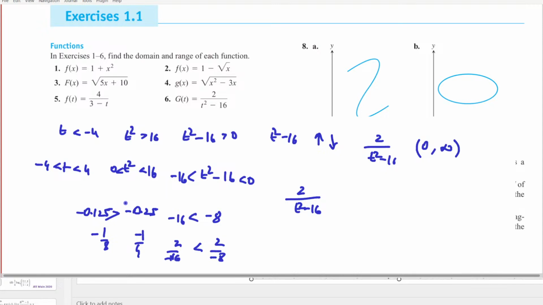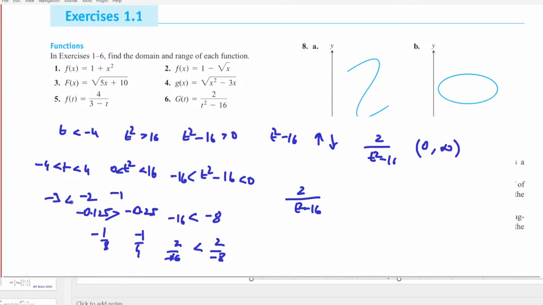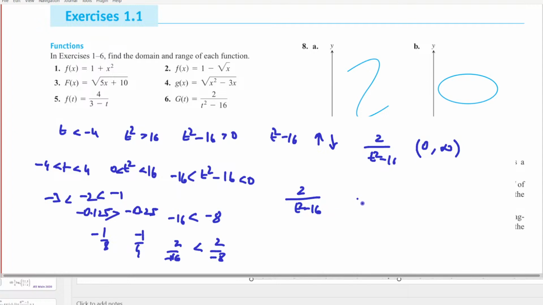Sir, more the negative value doesn't mean it's greater, no, sir? It is like this, no? Minus 1, minus 2, minus 3. So minus 3 is lesser than minus 2, lesser than minus 1. Okay, sir. So tell me, 2 by t square minus 16 now. What is the highest value it can take?